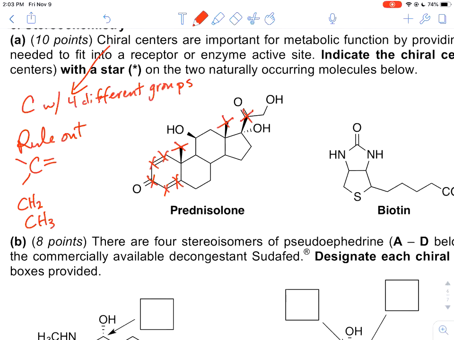These are methyl groups, can't be chiral centers. These are all CH2 groups, so they could not possibly be chiral centers. Now, oxygen atoms also cannot be chiral because they always are going to have 2 lone pairs. All right, so then we'll clean these up. We're going to go one at a time.